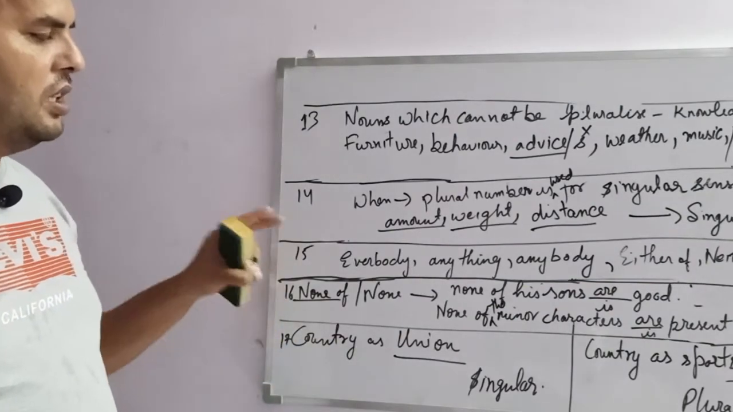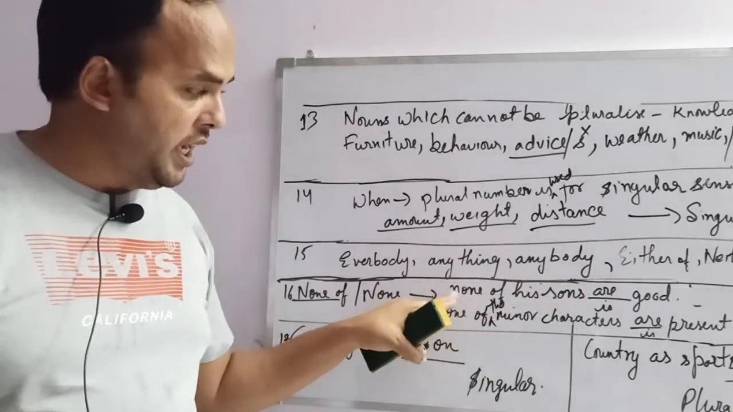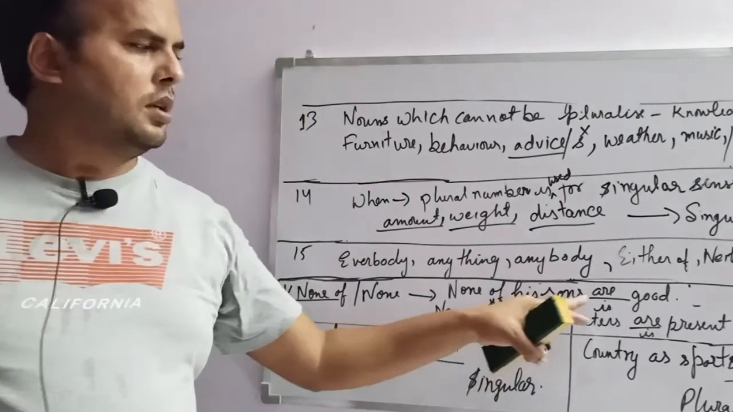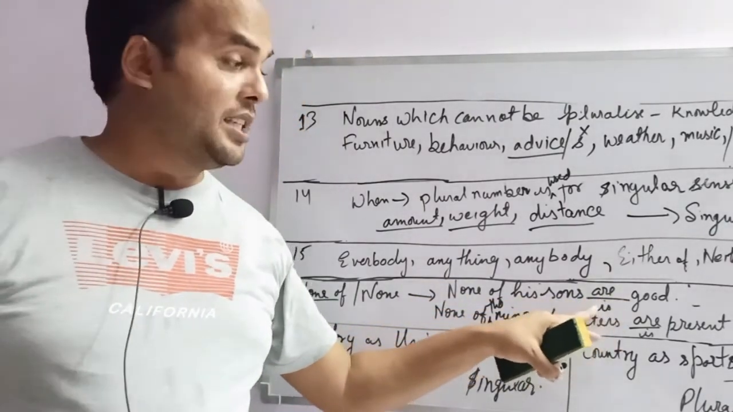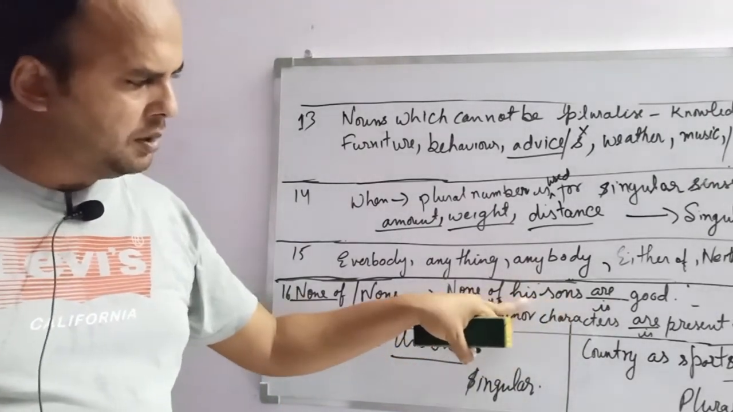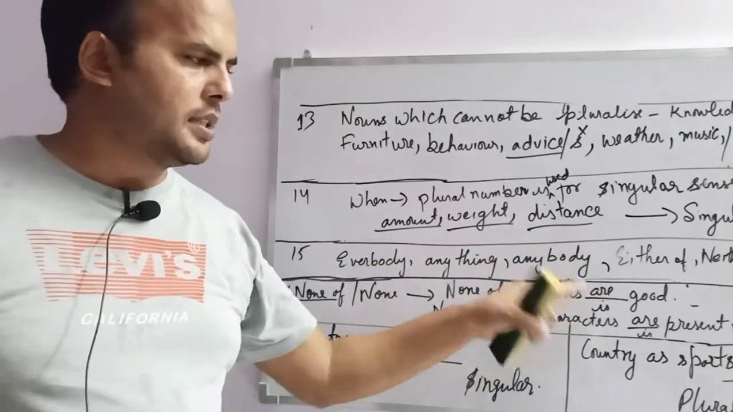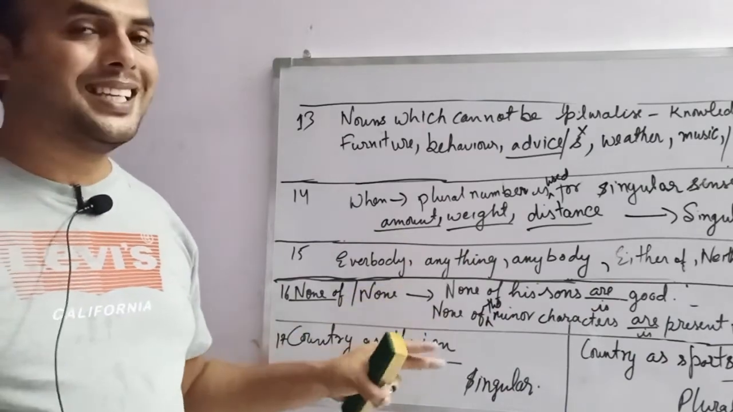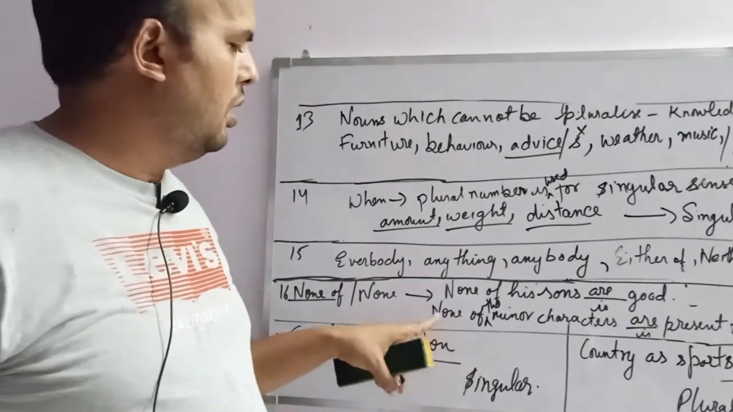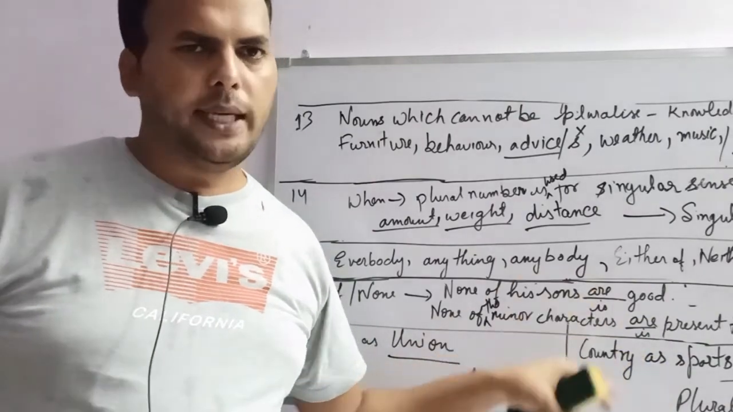Now, rule number 16, if we use none of his sons, are good or is good? Is good. Because we are comparing from a group and saying no one, not a single one, is. But if we are taking none with a certainty, none of the minor characters are present, not is present.